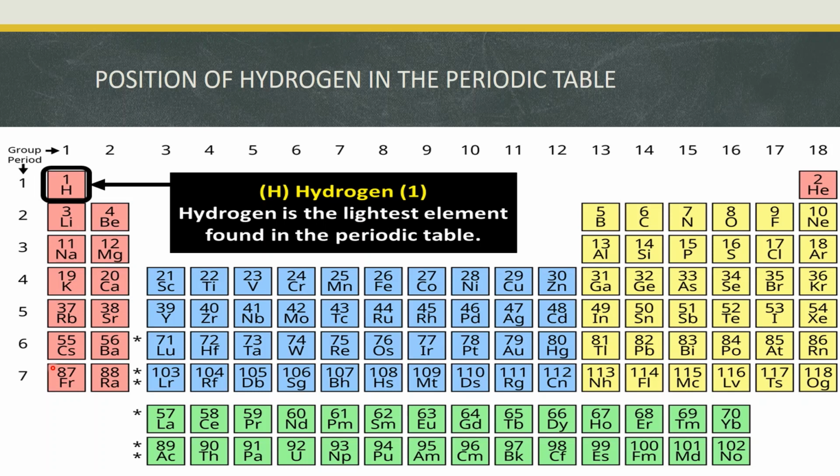The position of hydrogen in the periodic table you can observe here. Hydrogen is placed in the first A group. Hydrogen is the lightest element found in the periodic table, but some of its properties give an idea that hydrogen also has a position in the 17th group, or the 7th A group, that is, the halogens.